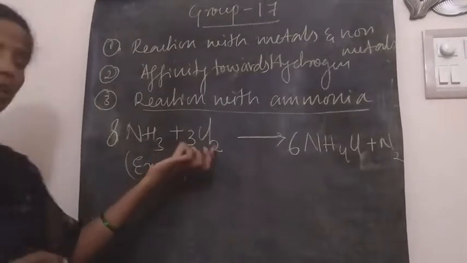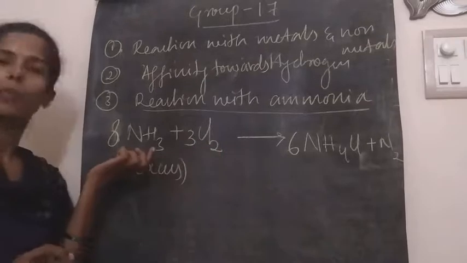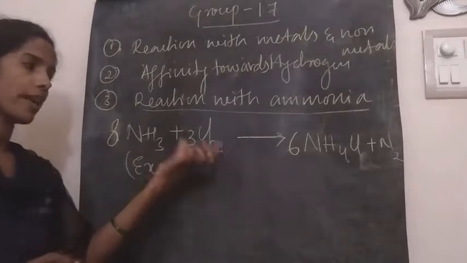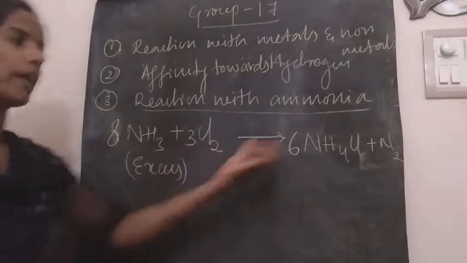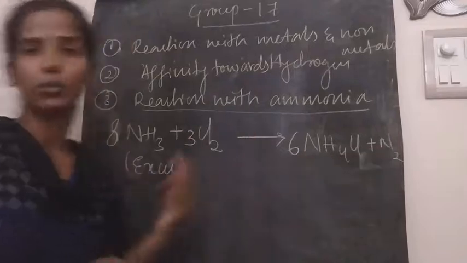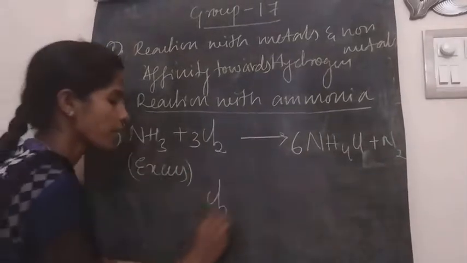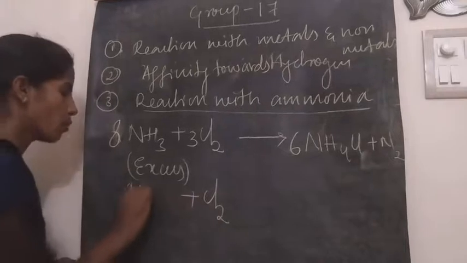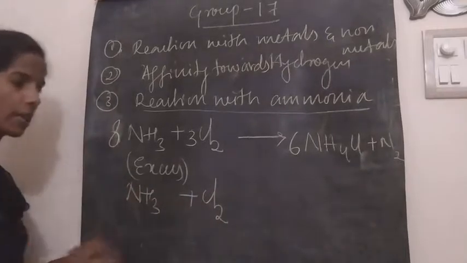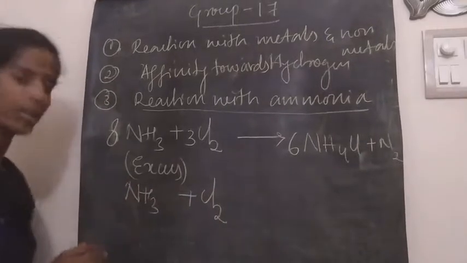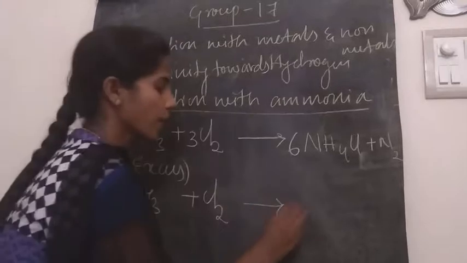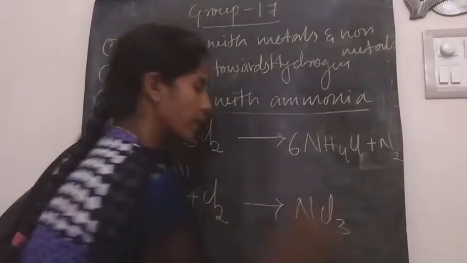Here chlorine is less as compared to ammonia. Excess of ammonia reacts with chlorine. We get ammonium chloride and N2 gas is liberated. Very important reaction. If the chlorine is in excess as compared to ammonia, then we get the products nitrogen trichloride, NCl3.